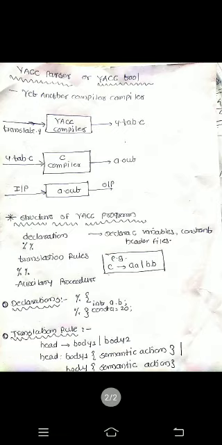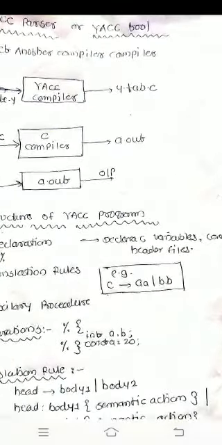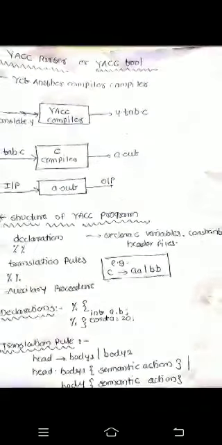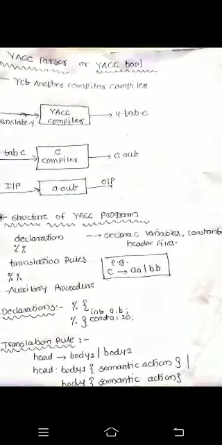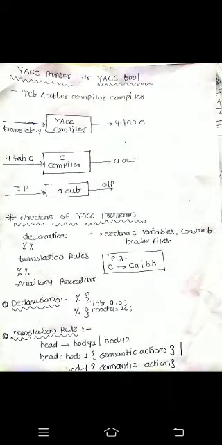Translation rule is just like productions. C produces or C implies a or bb. So here the head is C, body 1 is small a, and body 2 is bb. So here we are going to use the head, that is the starting symbol of a production, and for body 1, what kind of semantic action is to be performed, and what kind of semantic action to perform on body 2. So in this way the Yacc parser or Yacc tool is working.